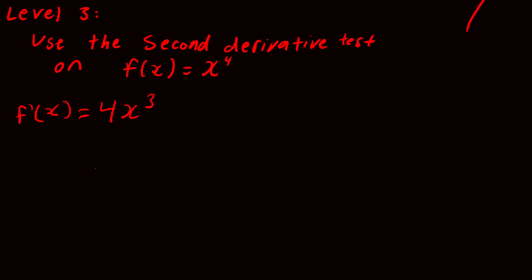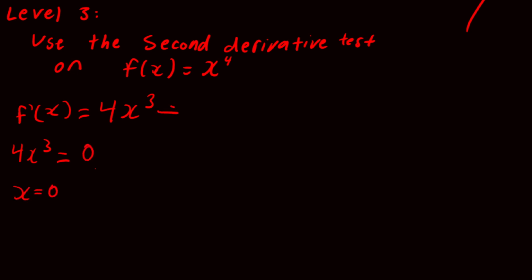Obviously, they might give you something harder, like sine x times 3x squared, which you're going to have to use product rule, but we're just learning how to do these first. If you need help on those types of questions, I have a bunch of derivative videos on my channel, so I suggest you check those out. But anyway, our first derivative is 4x cubed. We set it equal to 0, so x equals 0.